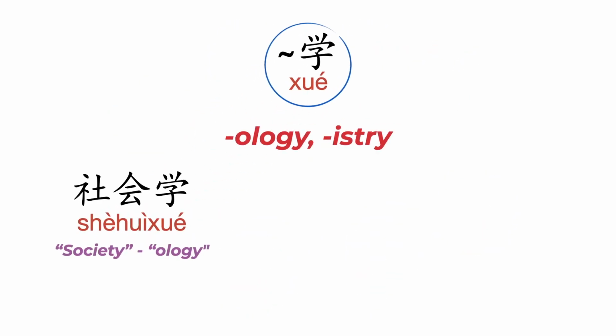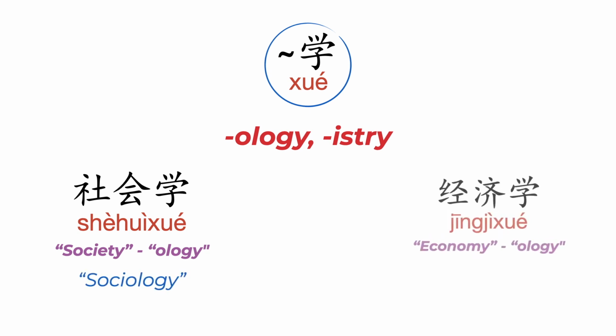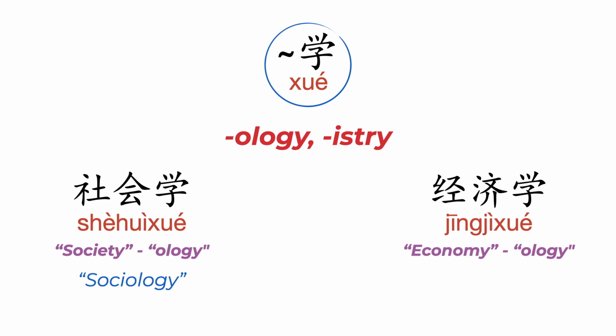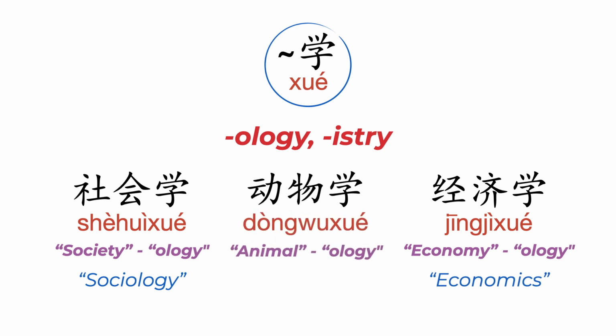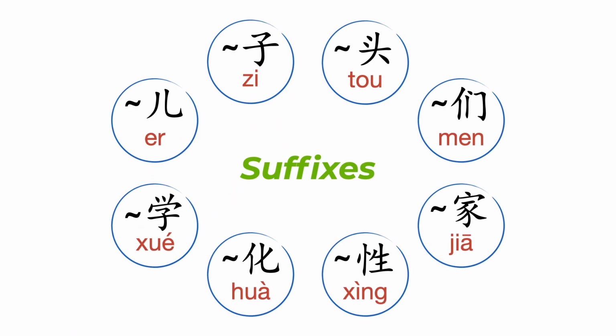I like this one, 学, because in English you have so many different words for fields of study, but in Chinese you just add 学 after the subject. 社会, society. 社会学, sociology. 经济, economy. 经济学, economics. 动物, animal. 动物学, zoology. So all of those have these different ways of expressing them, and in Chinese you just add 学 afterwards, so it's quite easy.